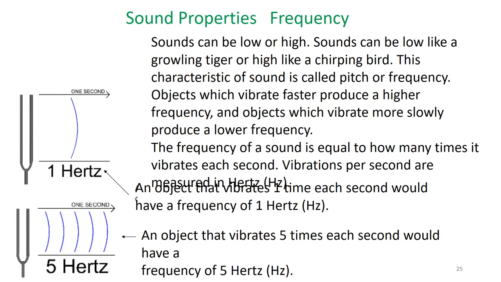An object that vibrates one time each second has a frequency of 1 hertz. An object that vibrates 5 times each second would have a frequency of 5 hertz. So megahertz means 10 to the power 6. So if it is 5 megahertz, it is 5 into 10 to the power 6 cycles per second.